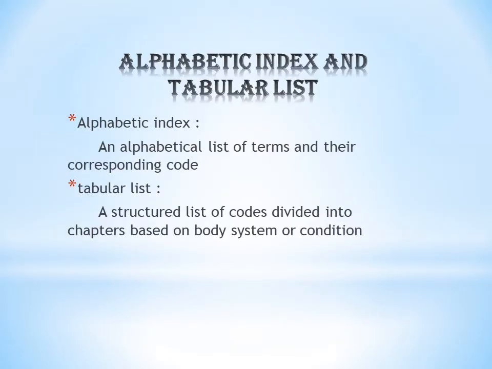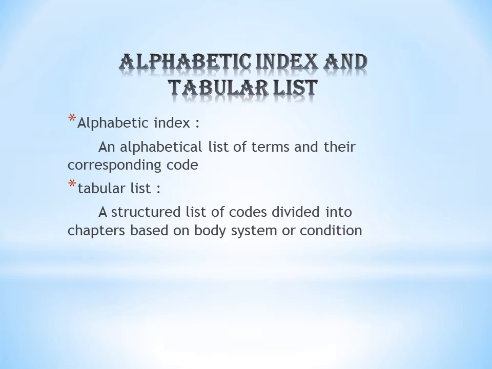First one, alphabetic index and tabular list. When you open an ICD-10-CM textbook, initially you can see the content page, then a set of conventions and general coding guidelines and chapter specific guidelines. The initial few pages are guidelines to be followed. After these guidelines, the book is divided into two sections. The first one is the alphabetic index and the second one is the tabular list. Let us see the two in detail.